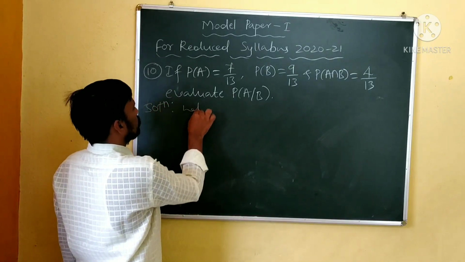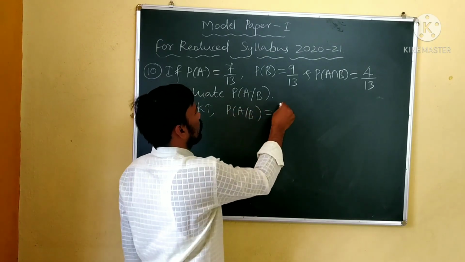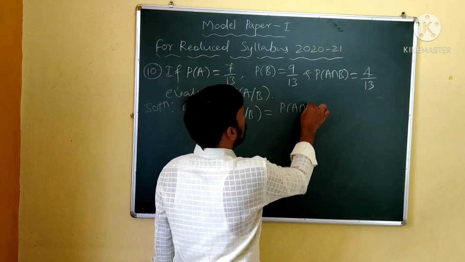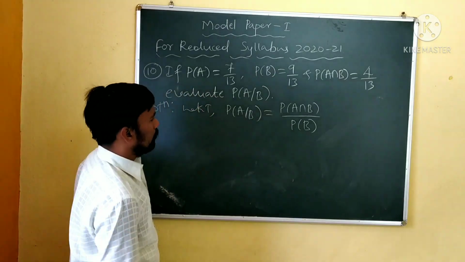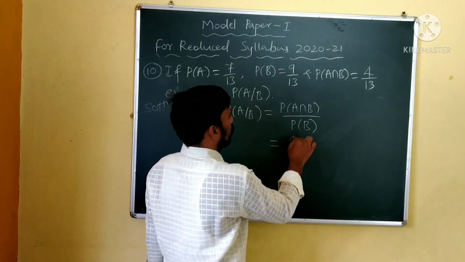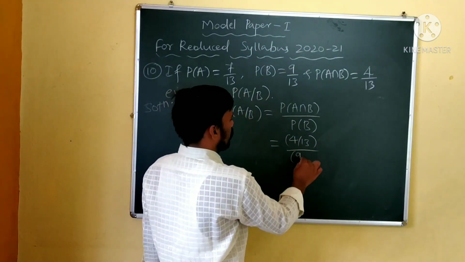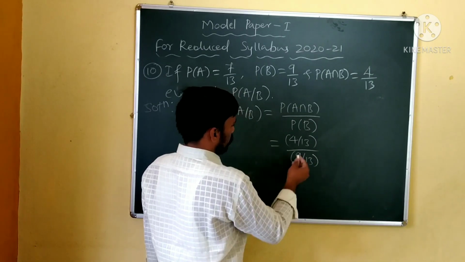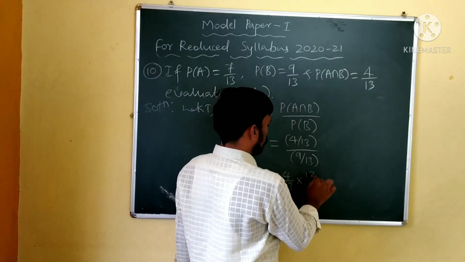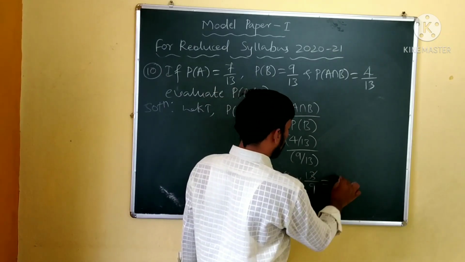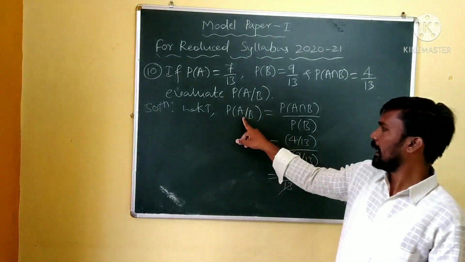We know that P of A by B is equal to P of A intersection B divided by P of B. Now put the values. P of A intersection B is given as 4 by 13. P of B value is 9 by 13. So simply it is 4 by 13 into 13 by 9. 13 and 13 cancel, it is 4 by 9. 4 by 9 is the value of P of A by B.